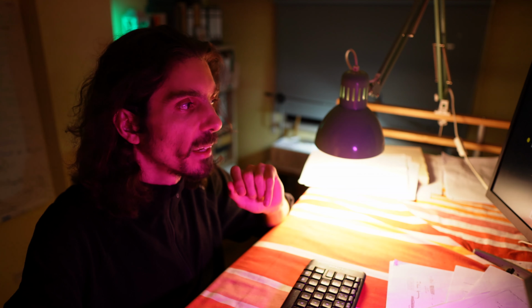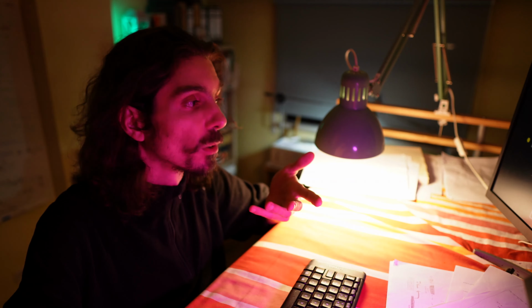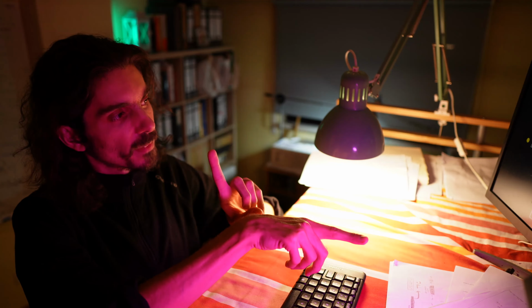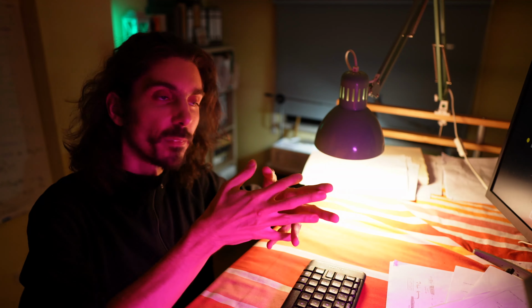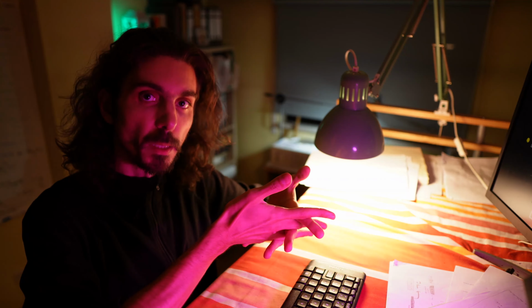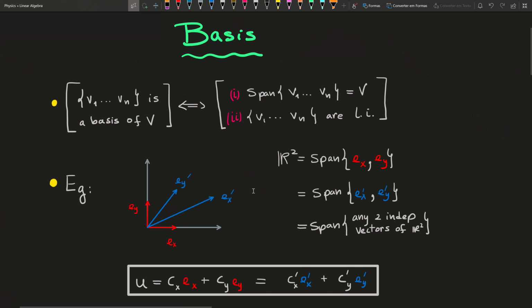Moreover, are they linearly independent? Well, they point in different directions, and as a result, I cannot create one from the other. So they are indeed independent. Therefore, this set, Ex, Ey, is in fact a basis of R squared.